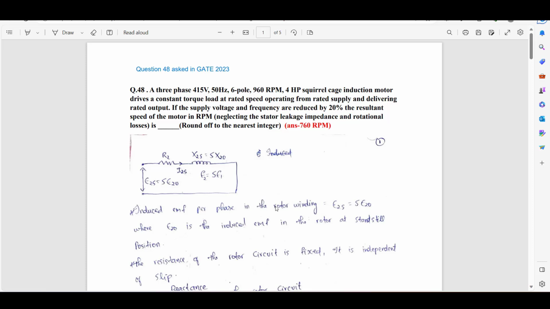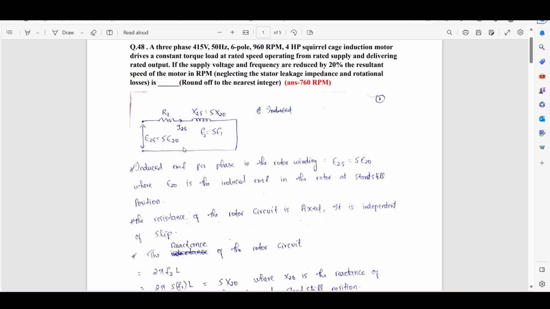Hello everyone. In this video, we will discuss the answer for question number 48 that was asked in GATE 2023. The question is asking to find the speed of the motor when the supply voltage and frequency are reduced by 20%. The given conditions are that the machine is operating at constant torque load and at rated speed and delivering rated output.